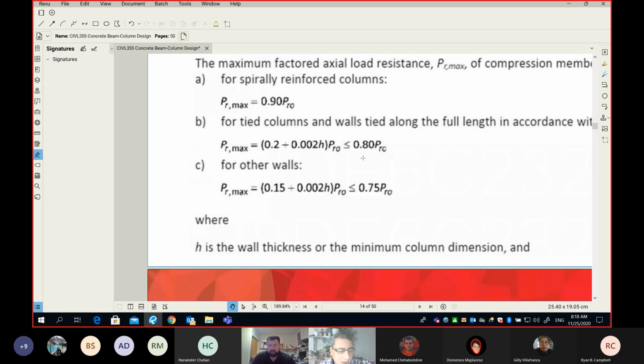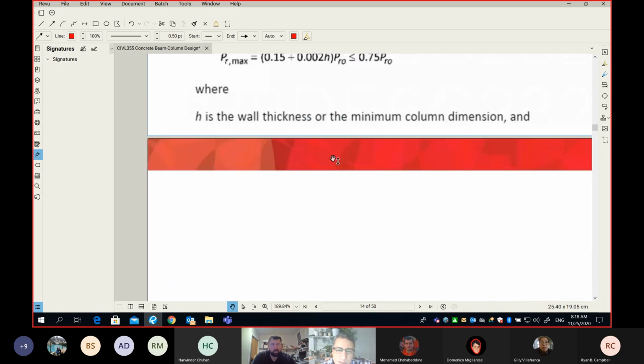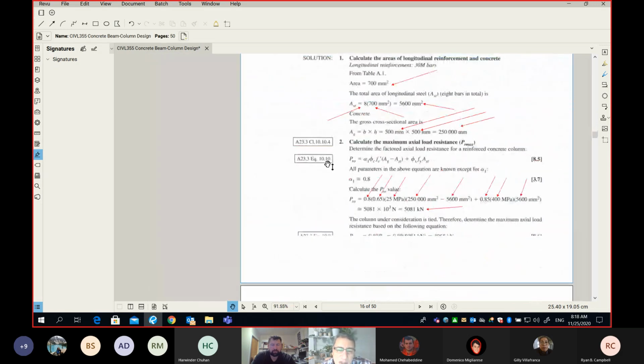However, look at this. Please be careful. It says less than or equal to 0.8 Pr0. It means this whole term here cannot exceed 0.8. So that's why, if I go back to here, you will see the 0.8.